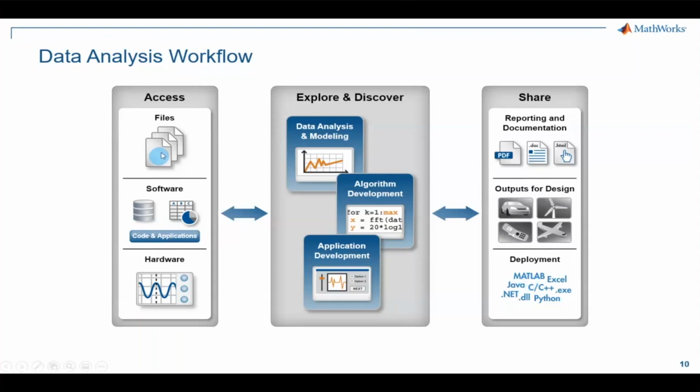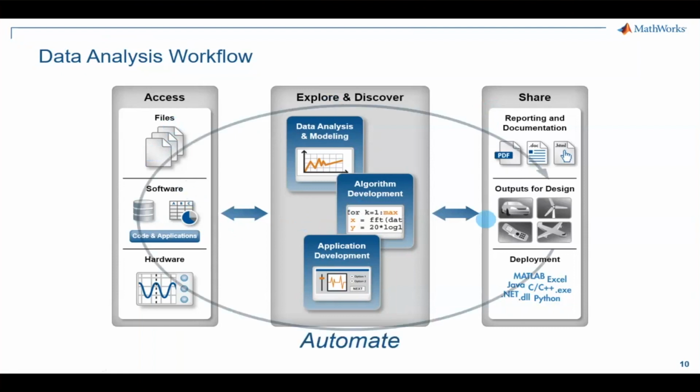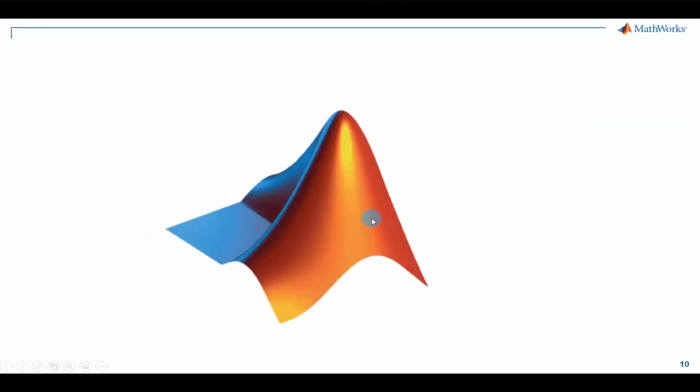So we've got three steps: access, explore and discover, share. It's not a linear process. You might grab data, explore it, and find that the data is bad. You have to go back and access it again. That's why the double arrows. And also, you're not going to be doing this just once. This is pretty obvious, but you might have thousands, tens of thousands of data sets. So automating this process is equally as important to actually get your job done. And we'll be demonstrating examples of this during the demonstration today.